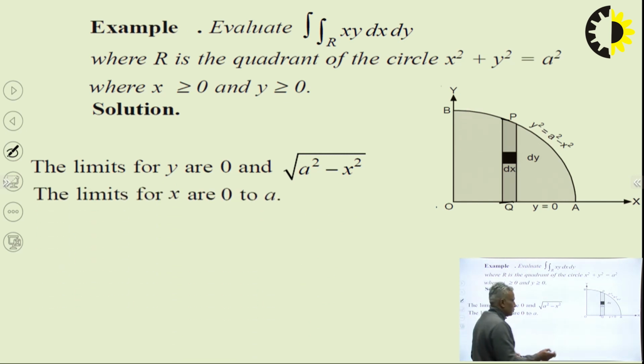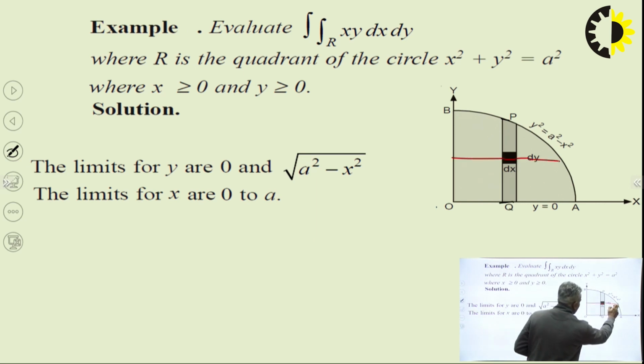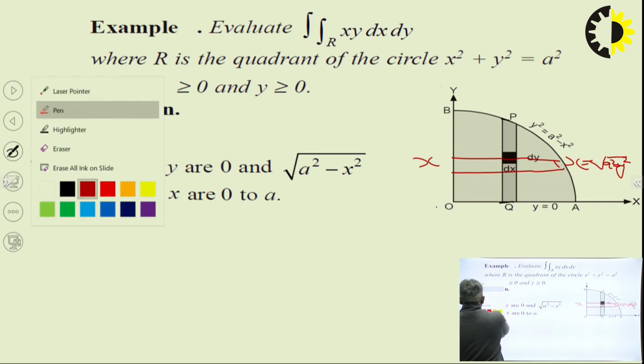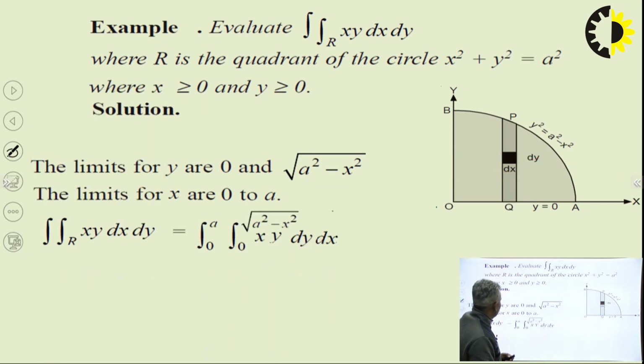Suppose any student wants to say, "Sir, I want to take the strip parallel to the x-axis." Then we can say that this is the lower limit of x and this is the upper limit of x, that is a square minus y square. That means there are two ways to calculate the limit. Strip parallel to the y-axis, then first we take the limit of y. Strip parallel to the x-axis, first we take the limit of x, right? In this way, we can calculate the limit in both ways.